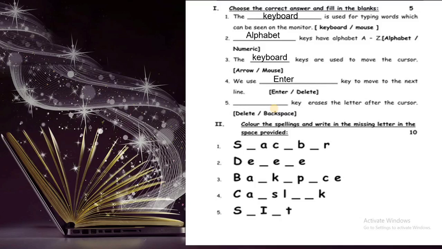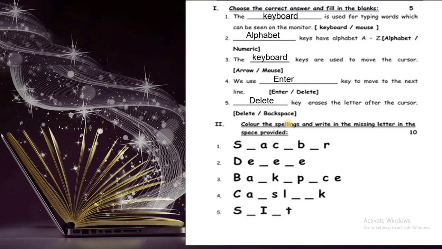Correct? So the given options are delete or backspace. Now remember, the backspace key works on the left side of the cursor. Here it is asking about after the cursor, which means right of the cursor. So the answer is delete, because the delete key deletes the letter after the cursor. Correct?